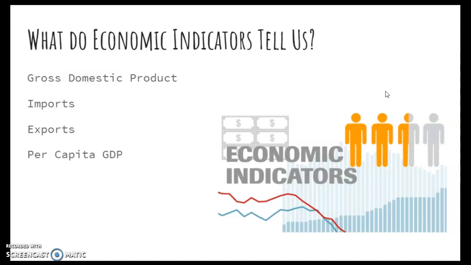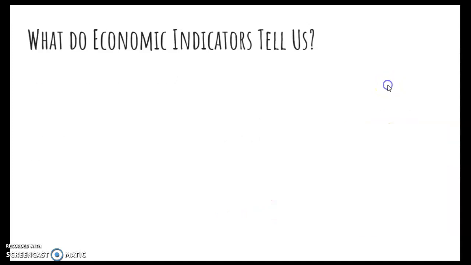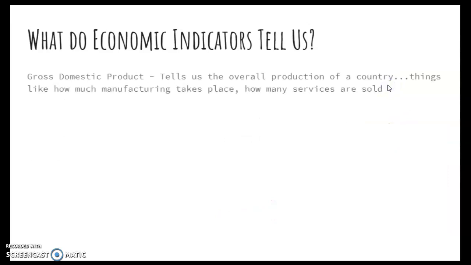Okay, so the economic indicators: it's the gross domestic product, it's your imports, it's your exports, and it's your per capita GDP. So we have the definitions of those, but how are we actually going to be using them is our focus for today. So gross domestic product. What this tells us, it's the overall production of a country. Okay, that is goods and services, right?